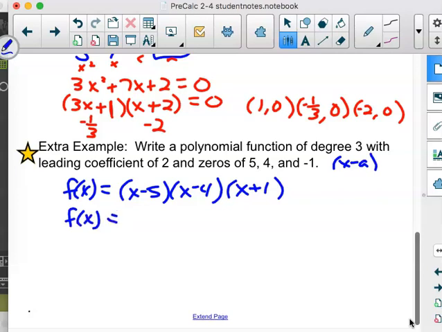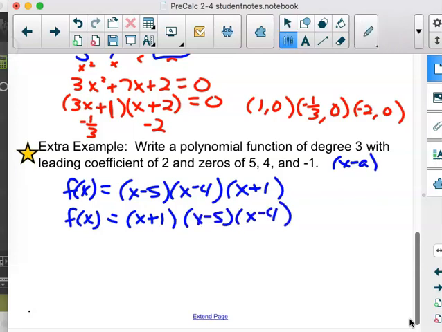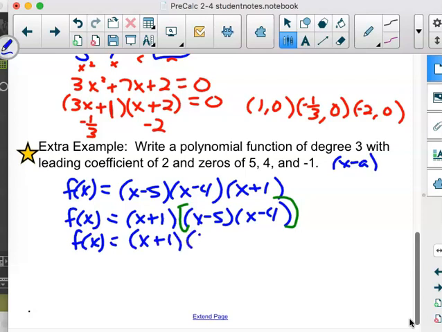And because multiplication is commutative, we can do this in any order. So I would tend to leave the x plus 1 in the front because that's the easiest one to distribute. And I would multiply the x minus 5 and the x minus 4 together first. Now, if you do it right, it doesn't matter which 2 you do first. But you just have to be careful. This is another one where it's better to be a little bit slower with it to make sure that you have it right.